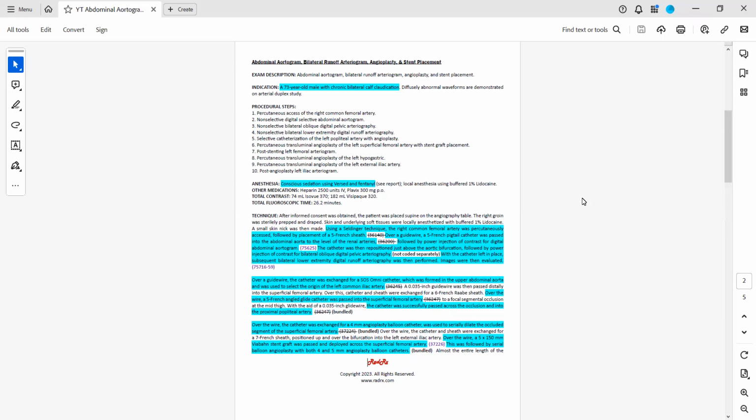It says over a guide wire, the catheter was exchanged for an SOS Omni catheter, which was formed in the upper abdominal aorta and was used to select the origin of the left common iliac artery. Now here the catheter was moved further into the contralateral common iliac, which would have been a 36245 at that point, but that catheter work ends up being bundled. It's going to ultimately be bundled into the intervention, so there actually is not going to be a catheterization code assigned at all, regardless of how far the catheter goes.